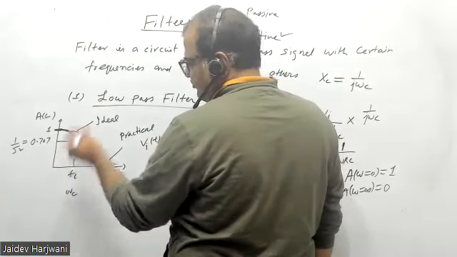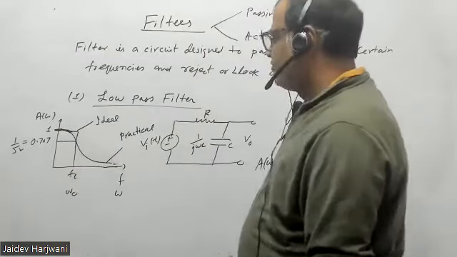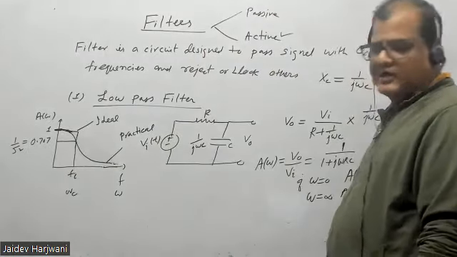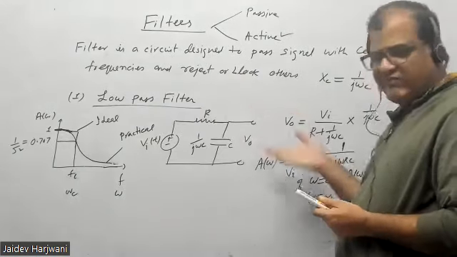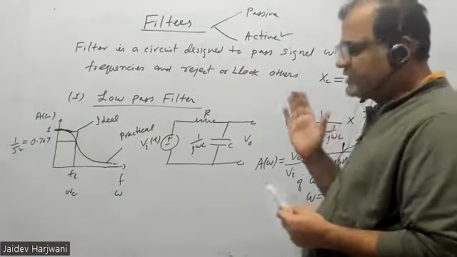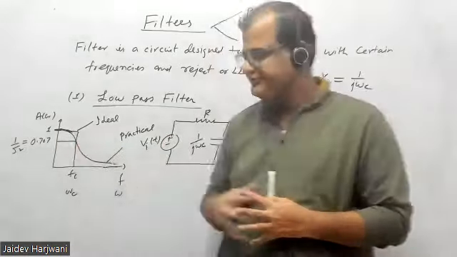So this is the cutoff frequency of the filter, and it is a very important frequency. You have to find the cutoff frequency for each filter. The cutoff frequency means you have to define a frequency after which the decay will be fast. Before that frequency, you can assume that the gain is almost constant.